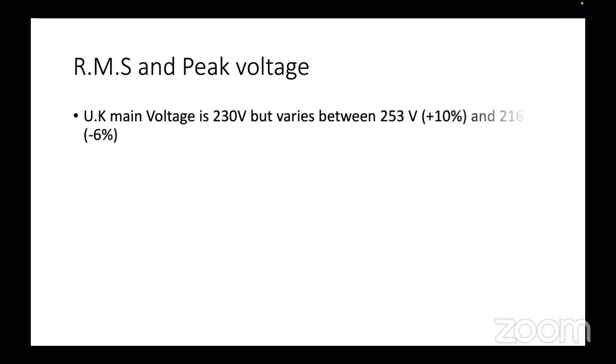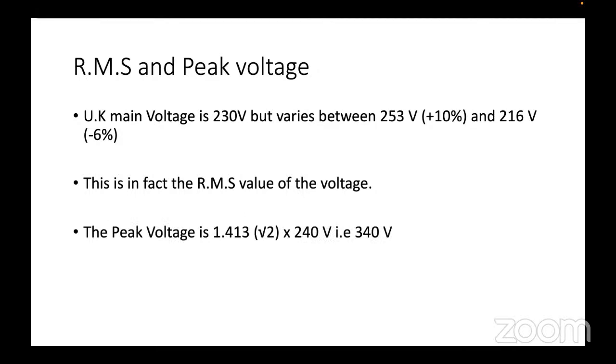So, for example, UK mains voltage is 230 volts, but this is never constant. It keeps varying between 253 volts and 216 volts. So there is always a variation in the voltage. But what we're talking about here is actually the root mean square value of the voltage. And if you were to talk about a peak voltage, it will be square root of 2 into 240 volts, that is 340 volts. That is our peak voltage.